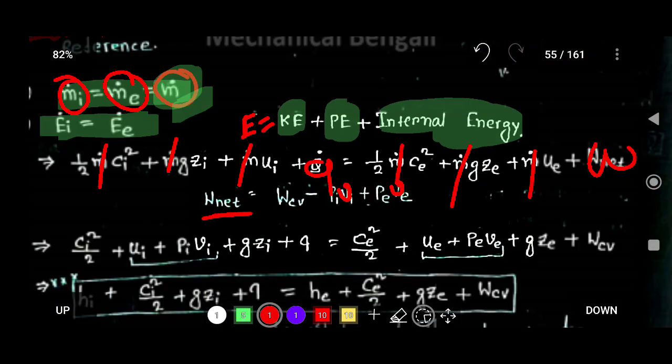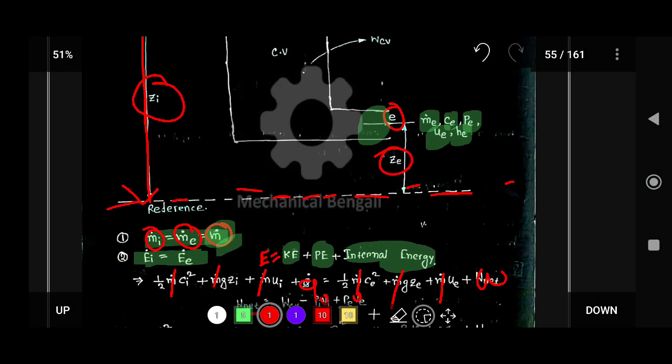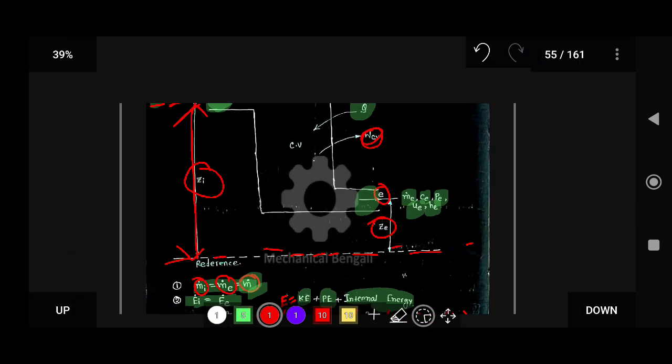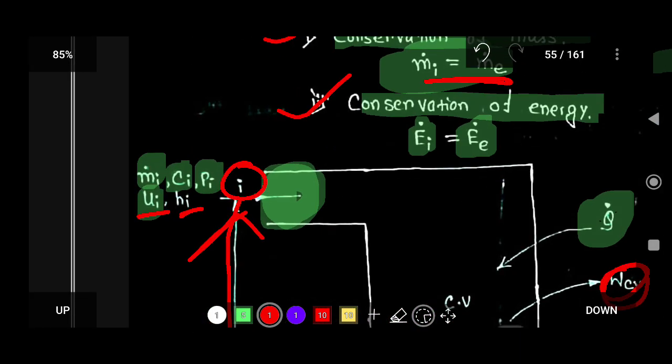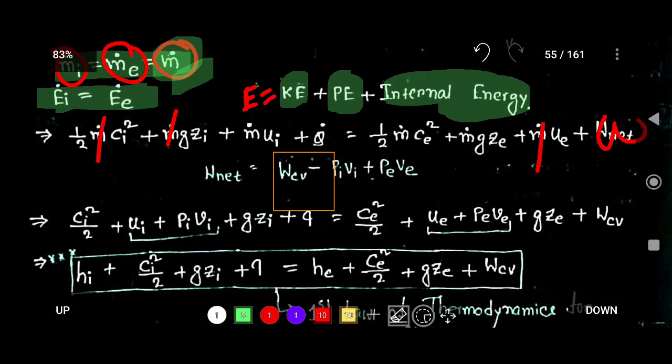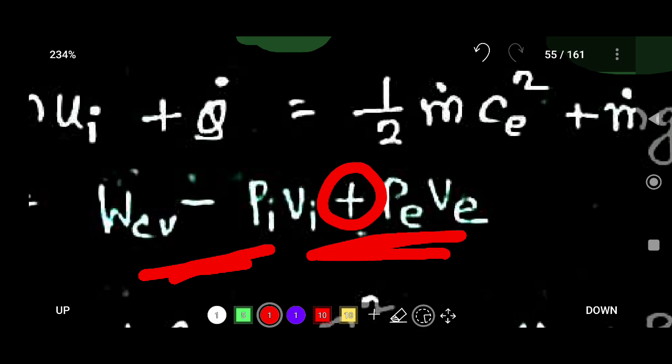Okay, so why is it that? You see that here wcv is the work done by the control volume. And when the initial mass is entering into the control volume, there is a negative work, so that is why there is a negative sign here. This is a negative sign, and this is a positive sign, because it is work done by the control volume, so that is why there is a positive sign here, and work done on the system is a negative sign.